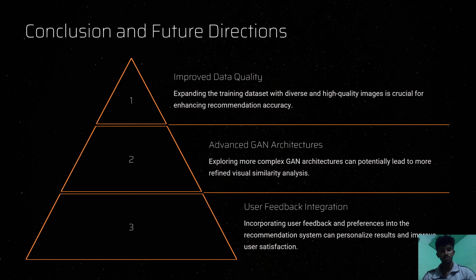The next one is conclusions and future directions. First, improved data quality: expanding the training datasets with diverse and high quality images is crucial for enhancing recommendation accuracy. The next one is advanced GAN architectures: exploring complex GAN architectures can potentially lead to more refined visual similarity analysis. The next one is user feedback integration: incorporating user feedback and preferences can personalize the recommendation system's results and improve user satisfaction.